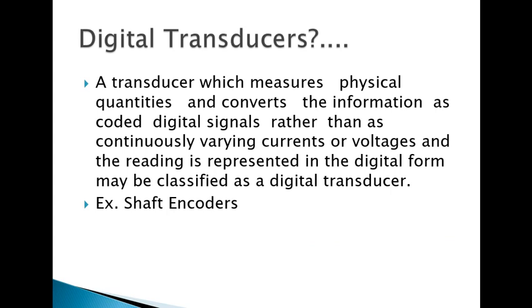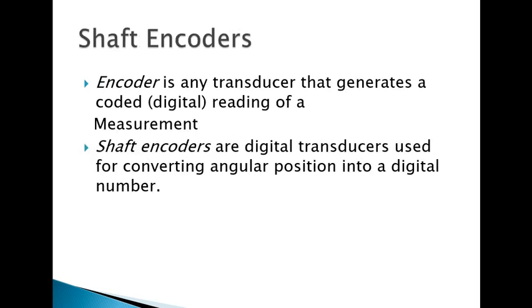So what is a digital transducer? A transducer which measures physical quantities and converts the information into a coded digital signal, rather than a continuously varying current or voltage, and the reading is represented in digital form. It may be in the form of zeros or ones, and such transducers are classified as digital transducers. An example is shaft encoders.